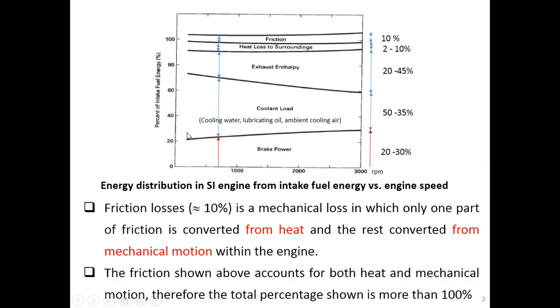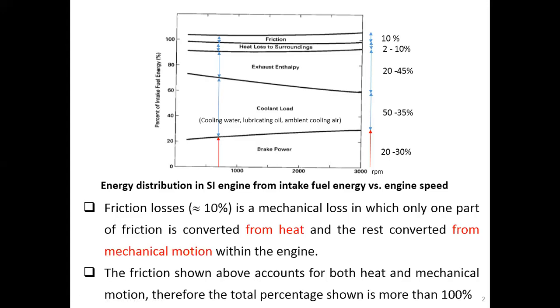Okay, so here we show you the percentage of intake fuel energy versus the speed of the engine, right? So the amounts that we mentioned vary according to the engine speed. You can see that the line on the bottom is the brake power, right? So the brake power varies according to the engine speed. And then above the brake power line, you see the coolant load line, right? This is where the heat transfers to the coolants that circulate within the engine.